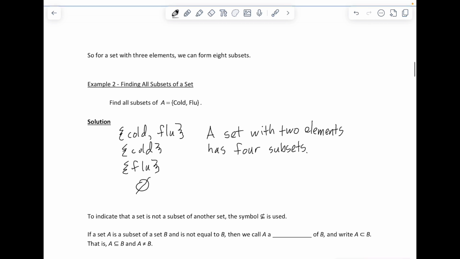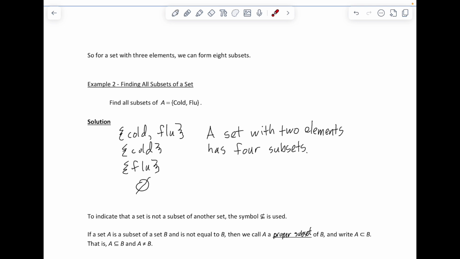Okay, some more notation here. To indicate that a set is not a subset of another set, we use this symbol. This is the subset symbol with a slash through it, right? So that means not a subset. And then if set A is a subset of set B and is not equal to B, then we call A a proper subset of B.